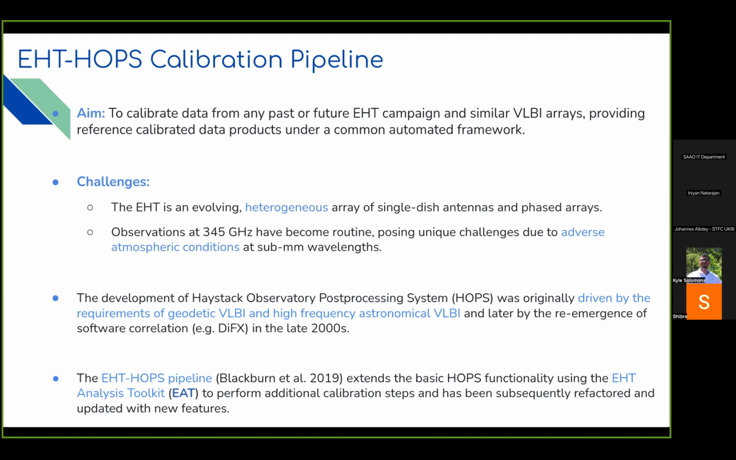We're not observing only at 230 gigahertz. We are also observing at 345 gigahertz, which is about 870 micrometers. And the very first test observations were successful. In the last couple of years, these have become routine, and they are expected to be part of regular EHT campaigns going forward.